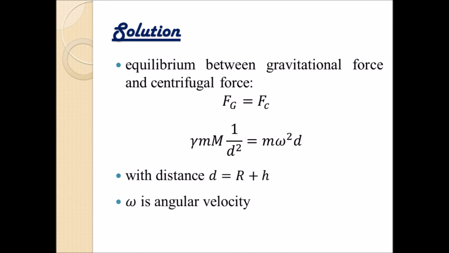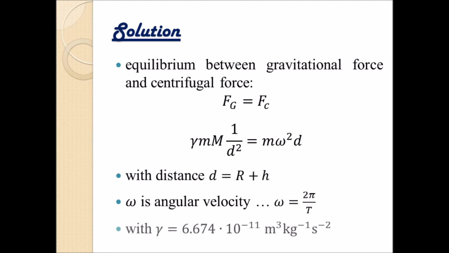Omega is the angular velocity of our satellite moving around Earth, and we can calculate it simply from 2 pi, which it takes to go around the planet once, and divide it by the time t that it takes. And finally, of course, the gravitational constant gamma is, as the name suggests, a constant, and it's equal to 6.674 times 10 to the power of minus 11 meters cubed per kilogram and per second squared.